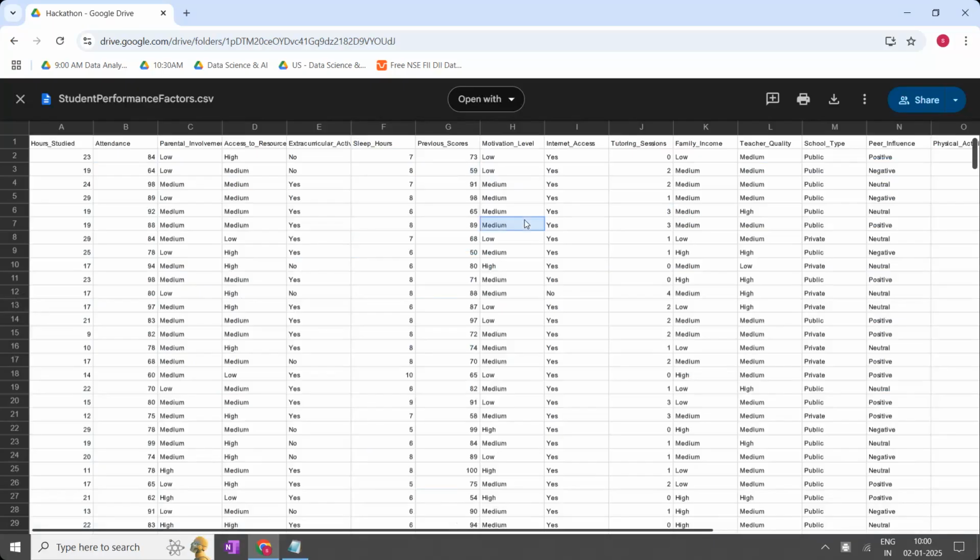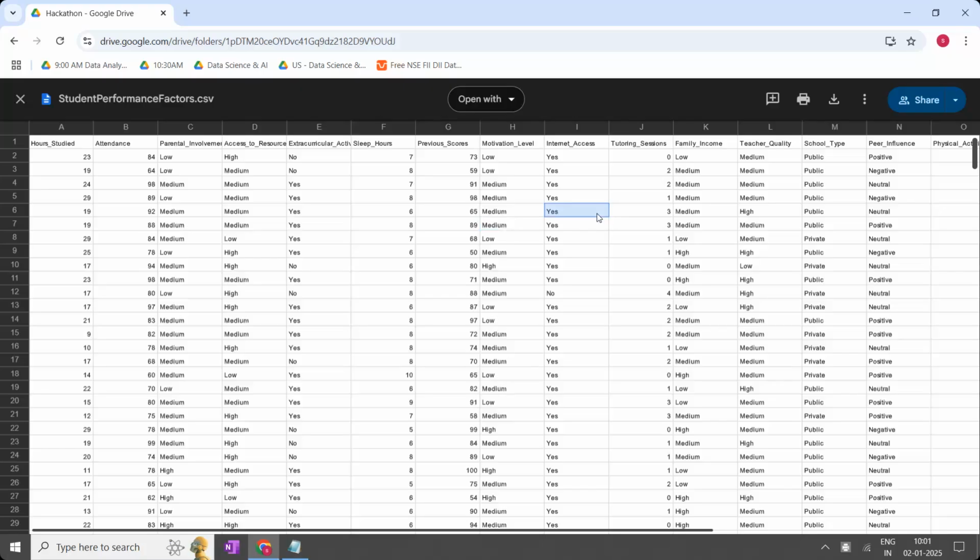If motivation level matters for students' performance, then they are going to conduct motivational classes, monthly once or once in two months, bringing in a motivator. Or if internet access is required, then in every school they are going to add Wi-Fi as mandatory, with restricted websites like Facebook, Instagram, or some other websites. They'll keep a restriction on that, and they'll give the Wi-Fi.